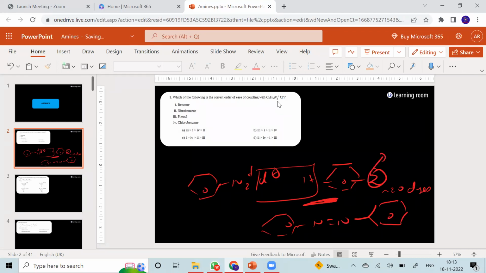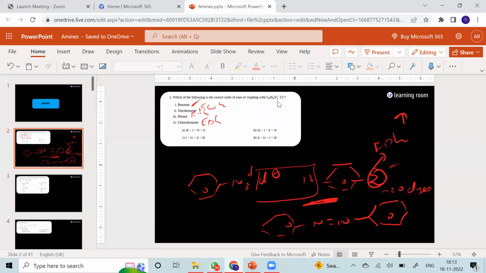Z should be an electron donating group. An electron donating group will increase the rate of the reaction, and an electron withdrawing group will decrease the rate. Benzene has nothing, just benzene, so it is not going to be the highest or the least. The NO2 group is electron withdrawing. Phenol is electron donating. Chlorine is both electron donating and electron withdrawing, so we'll keep it as electron donating only.